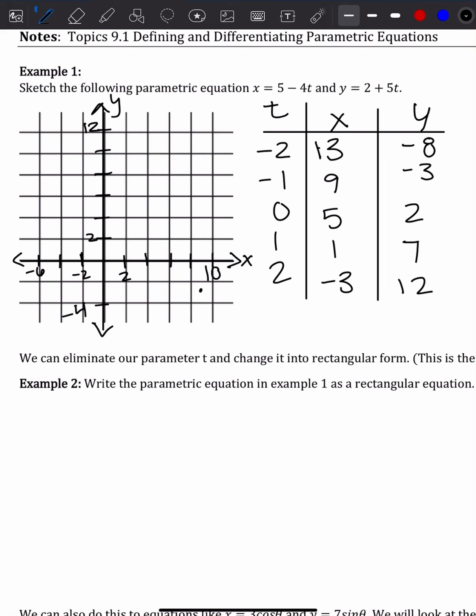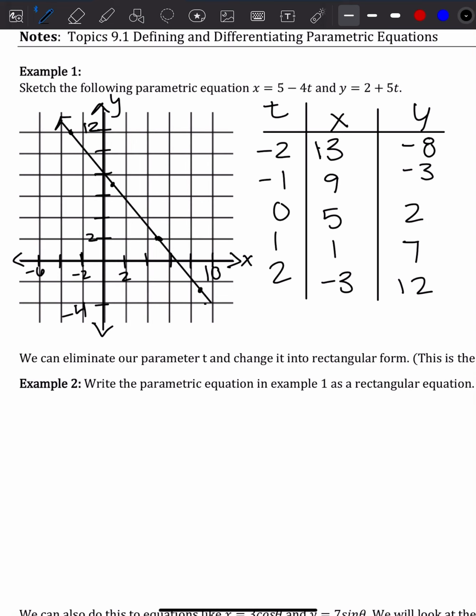Okay, so I have 13, -8, which I'm going to skip, but I have 9, -3, so 9, -3 is going to be right here. 5, 2, so 5, 2, 1, 7, so put it here, and -3, 12. And if we connect these points, we are going to notice that they connect in a straight line.